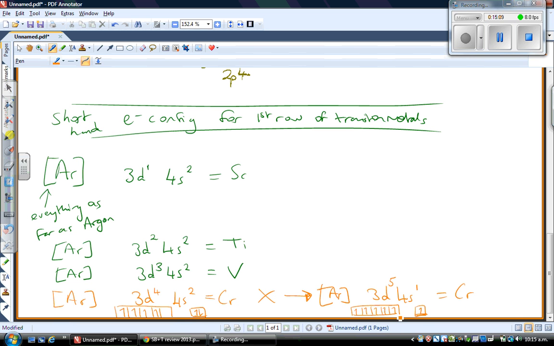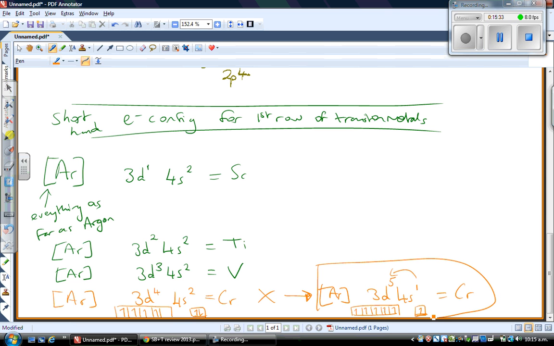So if we can essentially half stabilize our 3D orbital by simply moving that extra electron back to the 3D orbital from the 4s, then we'll take that situation, in which case that is the electron configuration for chromium, which has just disappeared on me. Just pop that back. There it is. So that is the electron configuration for chromium.